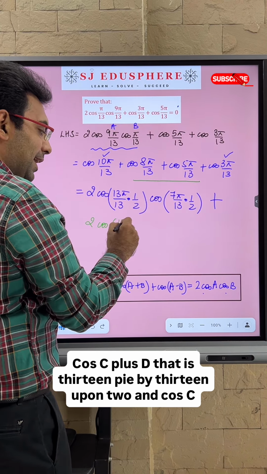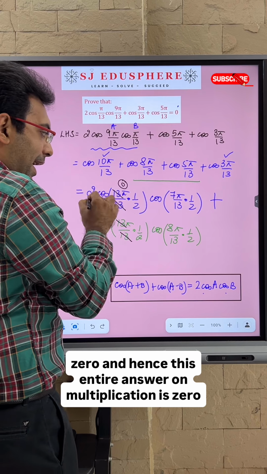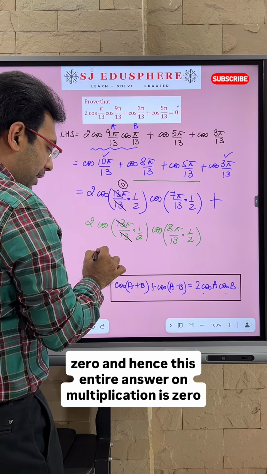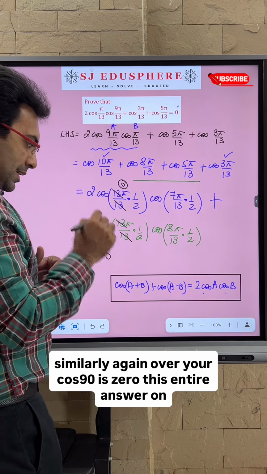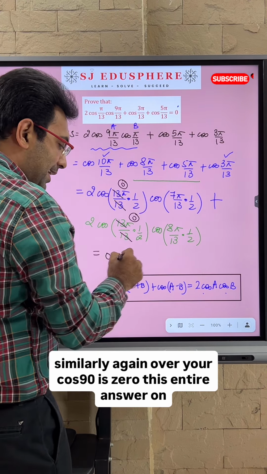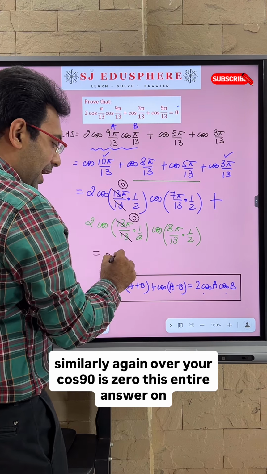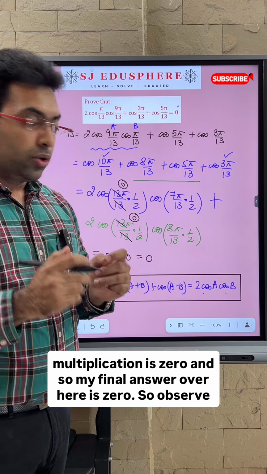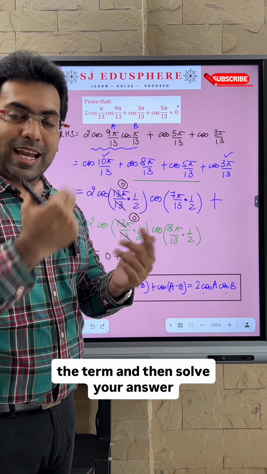Now look carefully. Can I say this term over here gets cancelled? This term over here gets cancelled. Can I say cos pi by 2, 180 by 2, 90? Cos 90 is 0, and hence this entire answer on multiplication is 0. Similarly, again over here cos 90 is 0. This entire answer on multiplication is 0. And so my final answer over here is 0. So observe the term and then solve your answer.